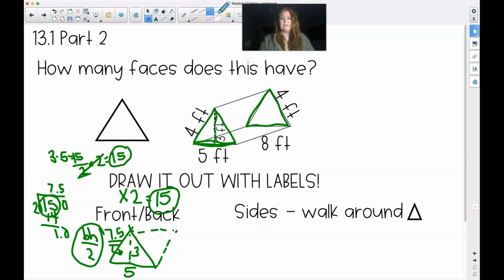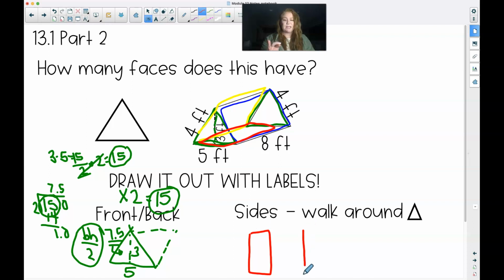Okay, so now we have these sides. So prisms, remember, are connected by rectangles. So I have this one here, and then I have, let's see, this one over back here, and then we have the one on the bottom. So that means we have 3 rectangles, right? A triangle has 3 sides. So we should have 3 rectangles connecting the 2 triangles.